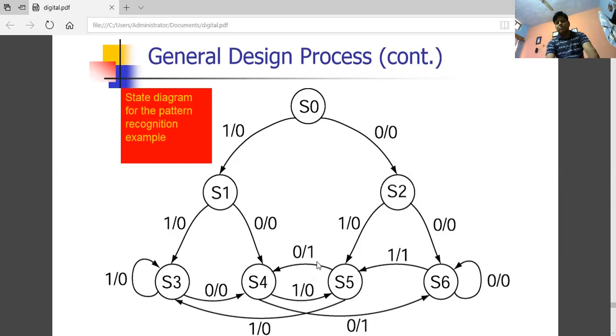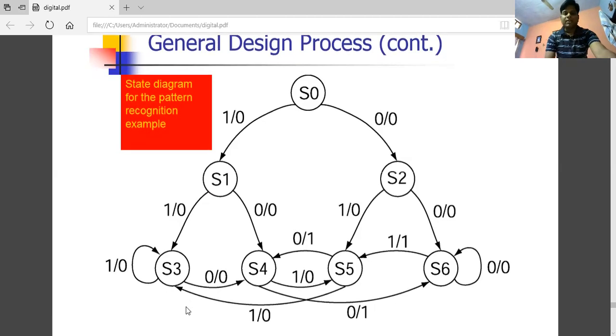X equal to 0, y equal to 1, and correspondingly S2 goes to S5 at 1 0 and S2 goes to S6 at 0 0. S6 goes to itself and to S5, S4 goes to S6, and S5 goes to S3. This is the state diagram.